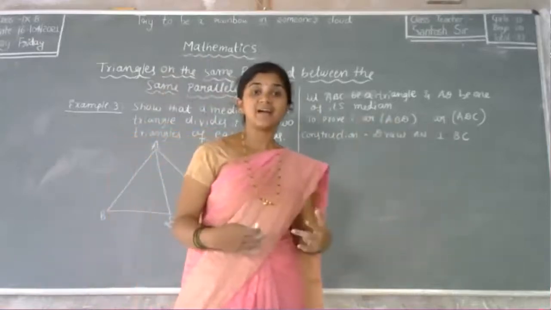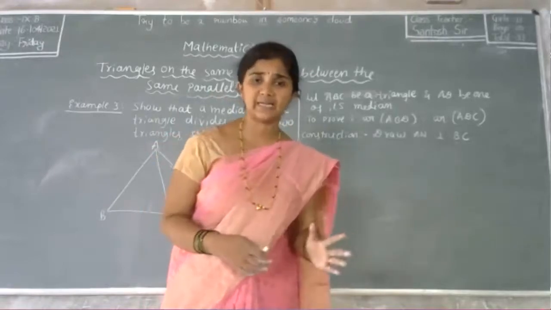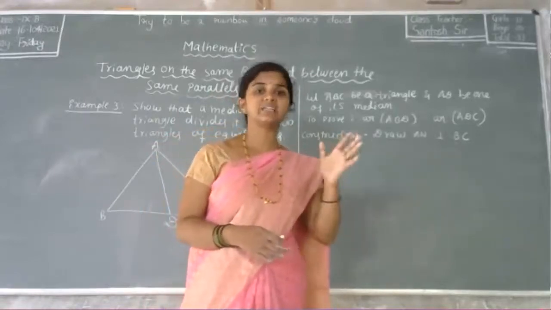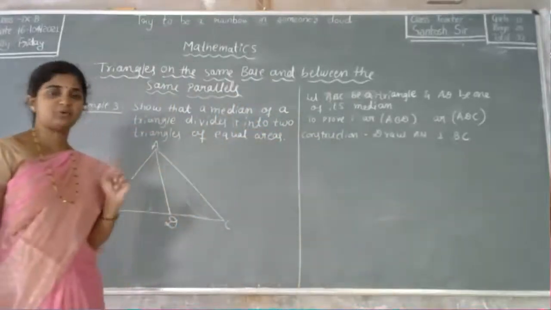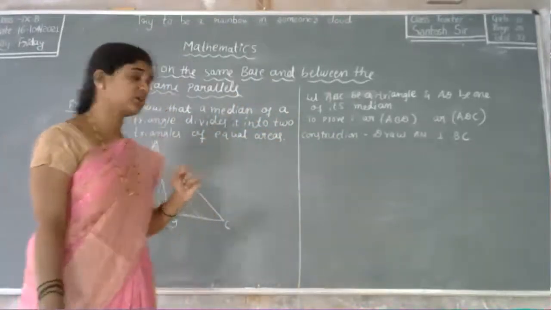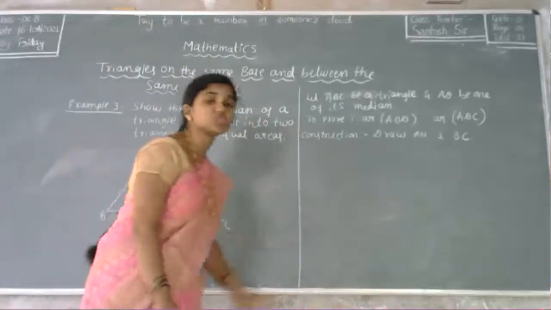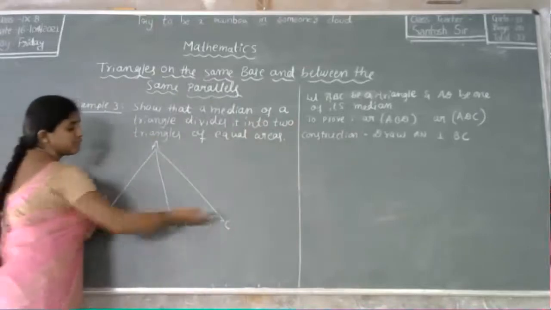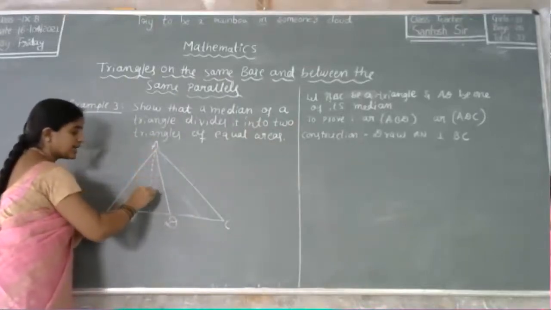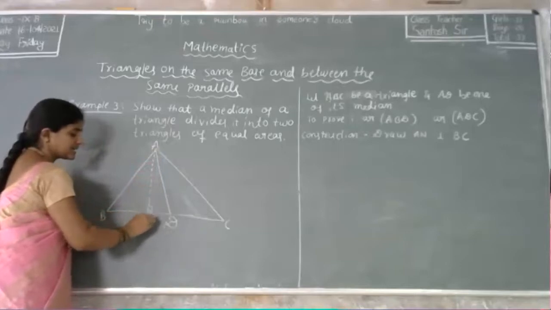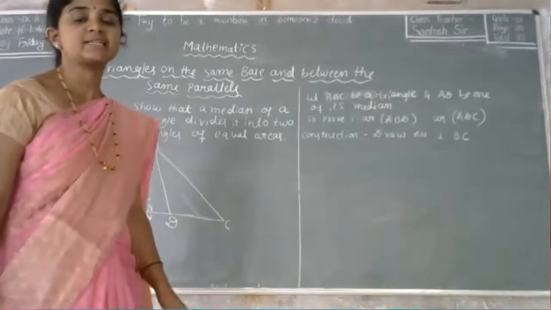The area of a triangle involves half into base into height, and height means altitude, a 90-degree line, which is compulsory. So here we have to do one construction. What construction? We have to draw one altitude, that is, a perpendicular line. So draw AN perpendicular to BC. For this base, we draw one perpendicular line, that is AN, which is perpendicular to BC. This is the construction part.